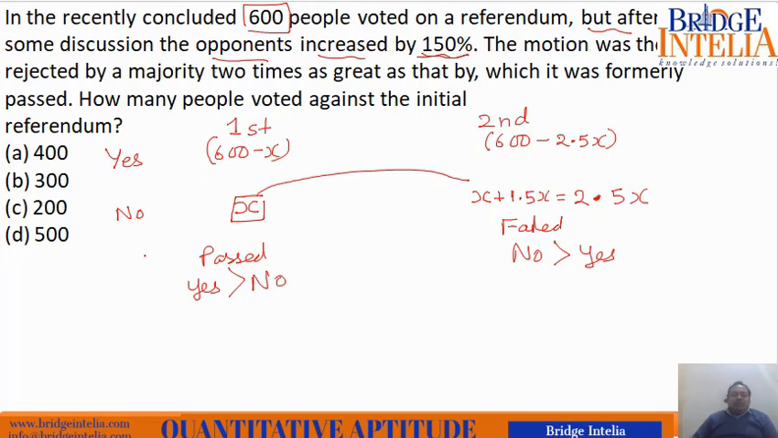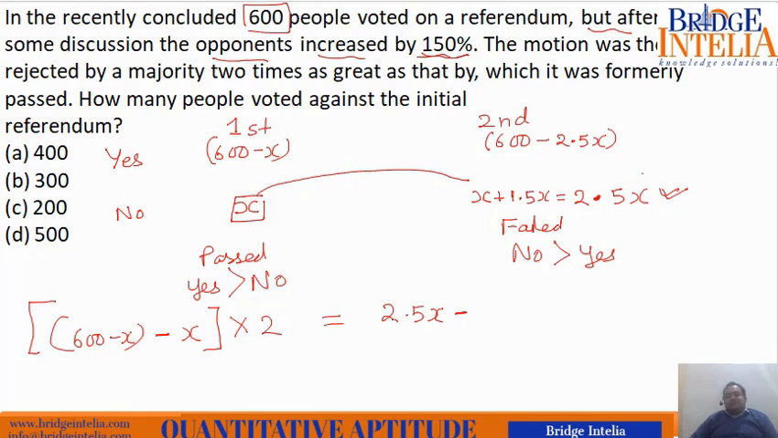These people have won. So 600 minus x is greater than x. So this is the margin here. So the second margin is 2 times this margin. That means if you multiply this with 2, then you get the second margin. What is the second margin? These people have won. So 2.5x is greater. So you have to subtract from this. So 2.5x minus (600 minus 2.5x). So if you solve this, you will get the value of x.